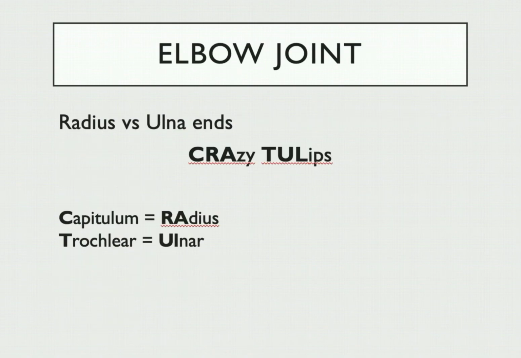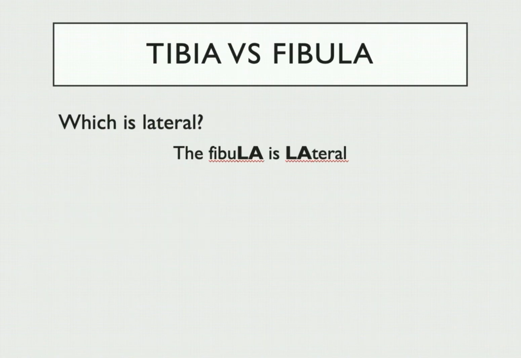So for the elbow joint, to remember which end is the radius versus ulna, we have "Crazy Tulips": capitulum is radius, and trochlea is ulnar. And to tell between the tibia and the fibula which one is lateral, remember the fibula is lateral.